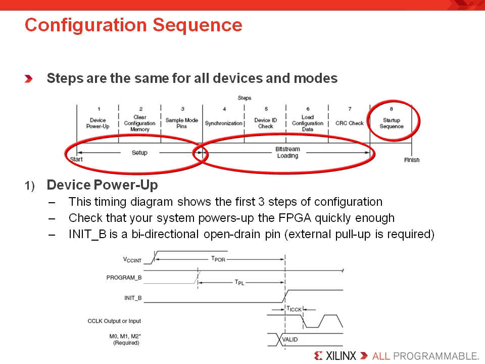Configuration is broken into three main steps: setup, loading, and startup, as you can see from this diagram going left to right. There are 8 individual steps that further break up these three processes. That is: device power-up, clear configuration memory, sample mode pins, synchronization, device ID check, load the configuration data, complete the CRC check, and then finally allow the startup sequence. The first step is power-up.